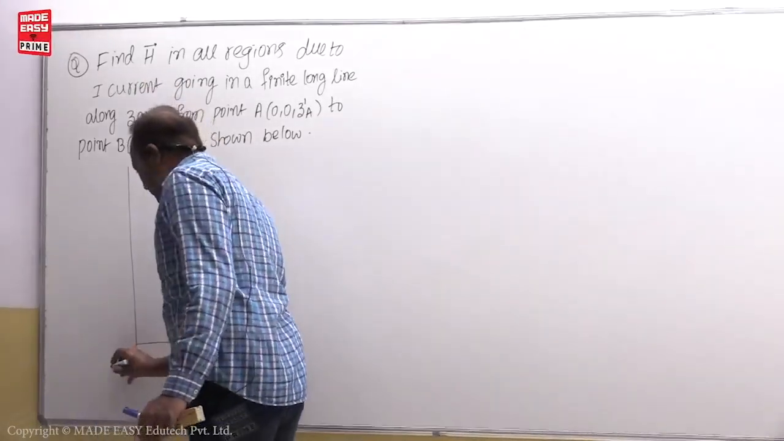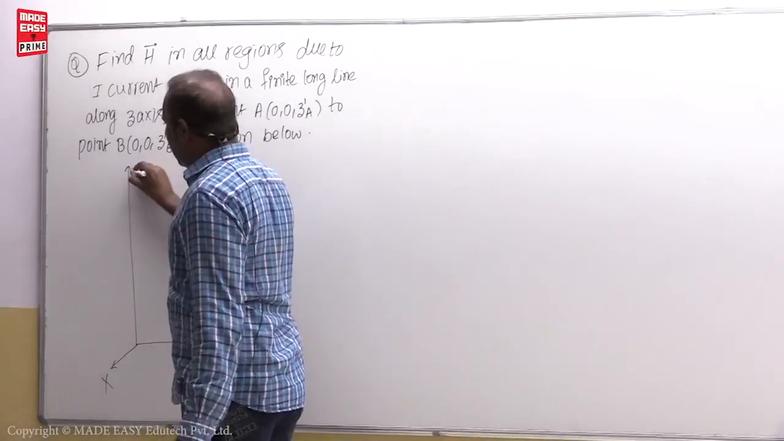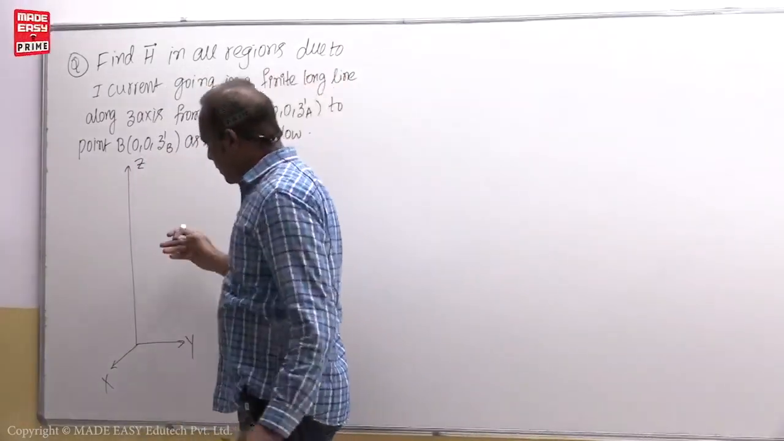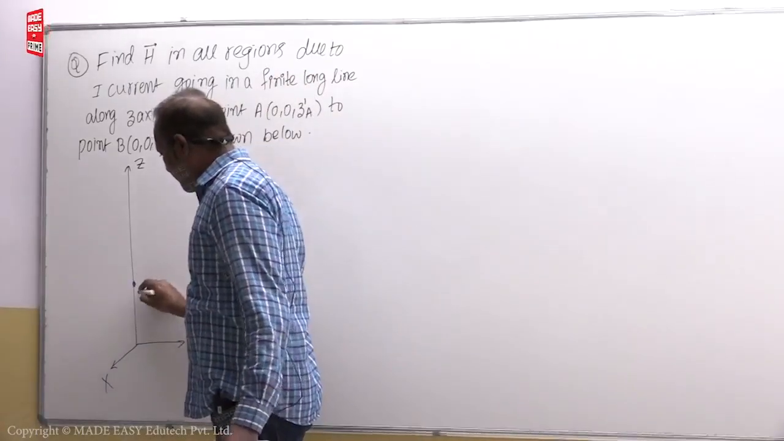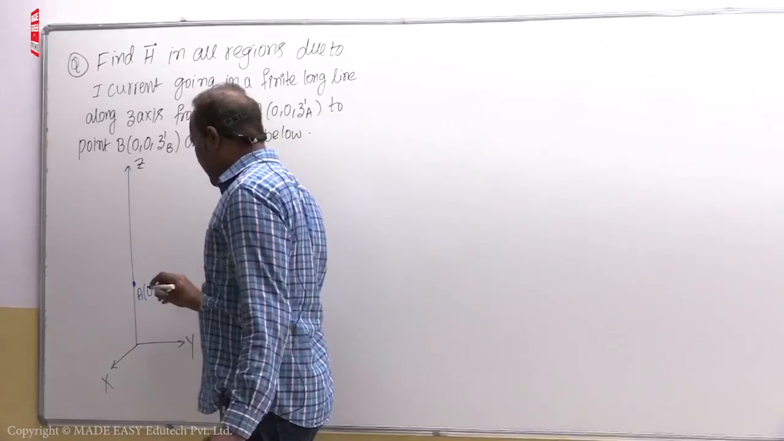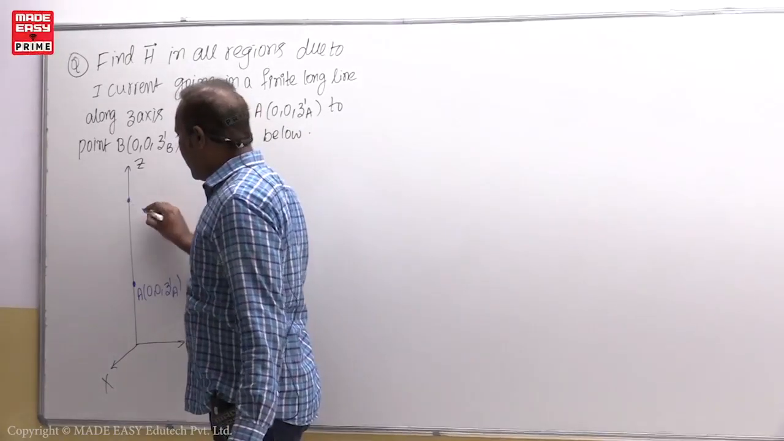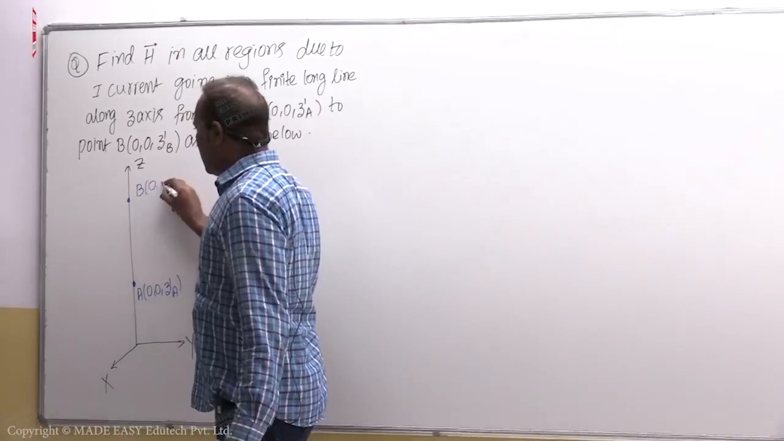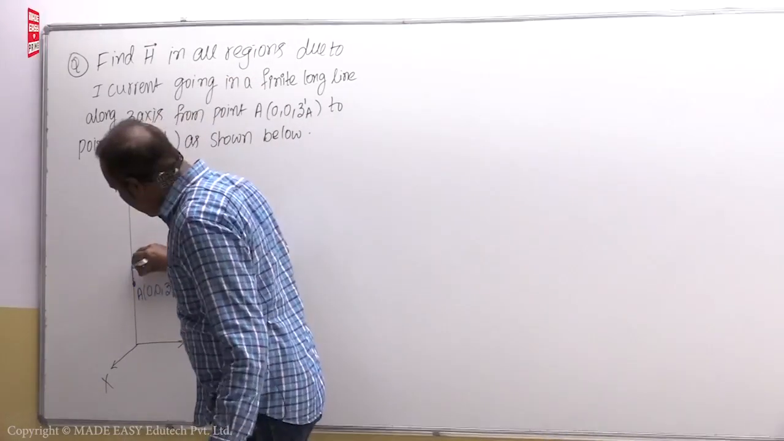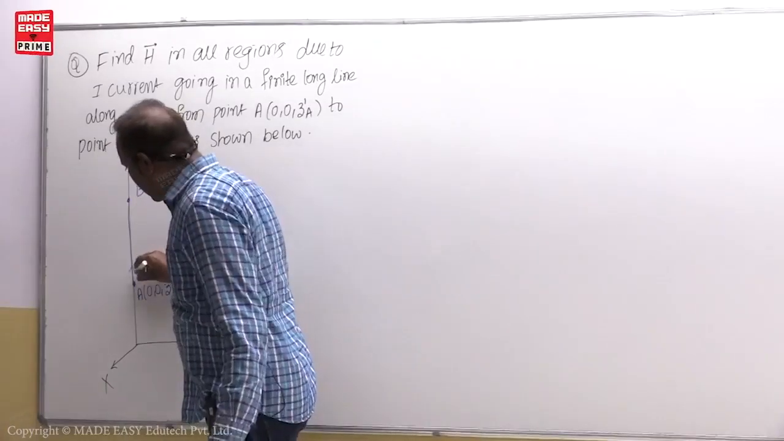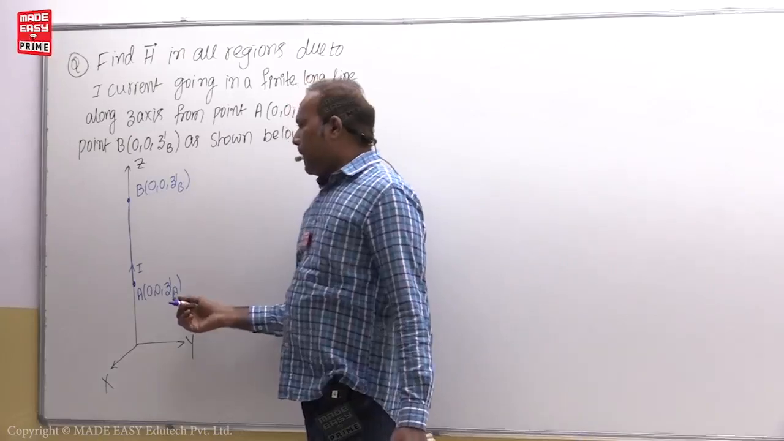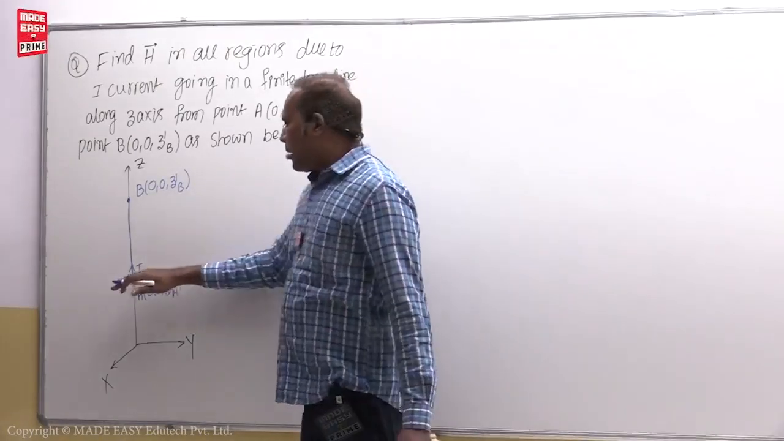This is the y axis, this is the x axis, this is the z axis. Now here let us say this is location A, 0 0 z dash of A, and this is location B, 0 0 z dash of B. Here current is going like this. It is given I current is going in the finite long line.